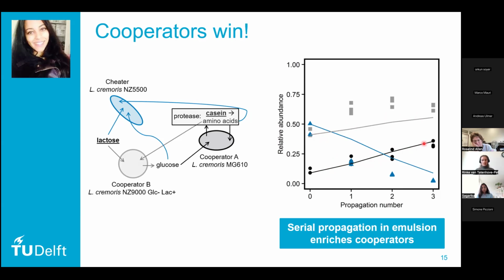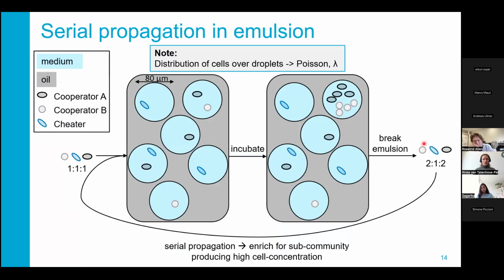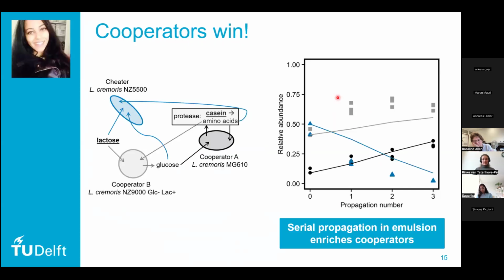And the solid lines again are model predictions based on how the cells are divided over the droplets. So with this Poisson distribution, we know how much offspring the cells will make if they are together. In that way, we can also predict what this enrichment will look like. And it worked out quite well. So this, I think, was really cool that we could show it.